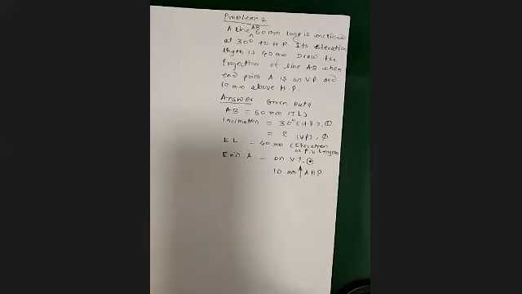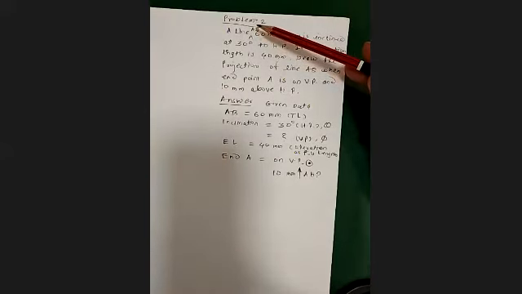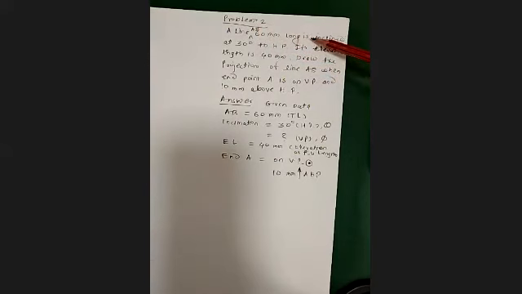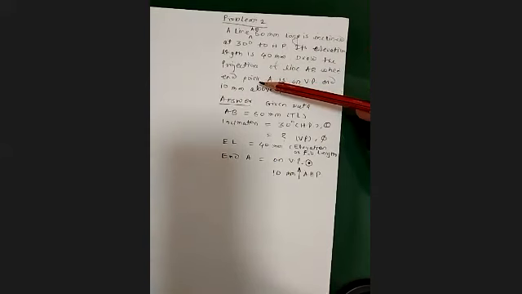So this is problem number 2 on projection of line. Problem statement: a line AB, 60 millimeter long, is inclined at an angle of 30 degree to horizontal plane. Its elevation length is 40 millimeter. Draw the projection of line AB when end point A is on VP and 10 millimeter above HP.